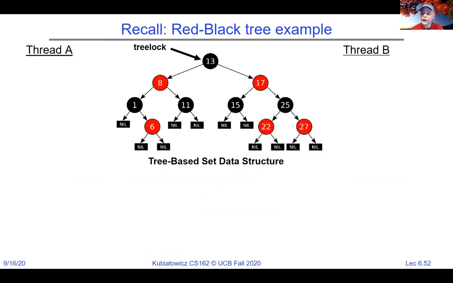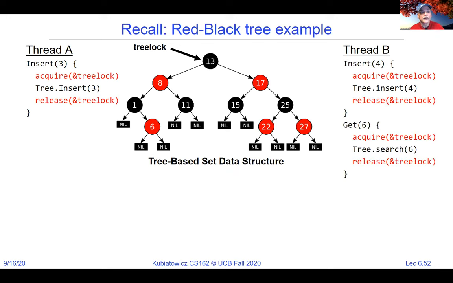red-black tree. What you might do here is there's a single lock at the root, and thread A, when it does an insert, grabs the lock of the root, does the insert, and releases it. B might insert by grabbing the lock, doing an insert, releasing, and then doing a get by grabbing the lock, inserting and releasing.